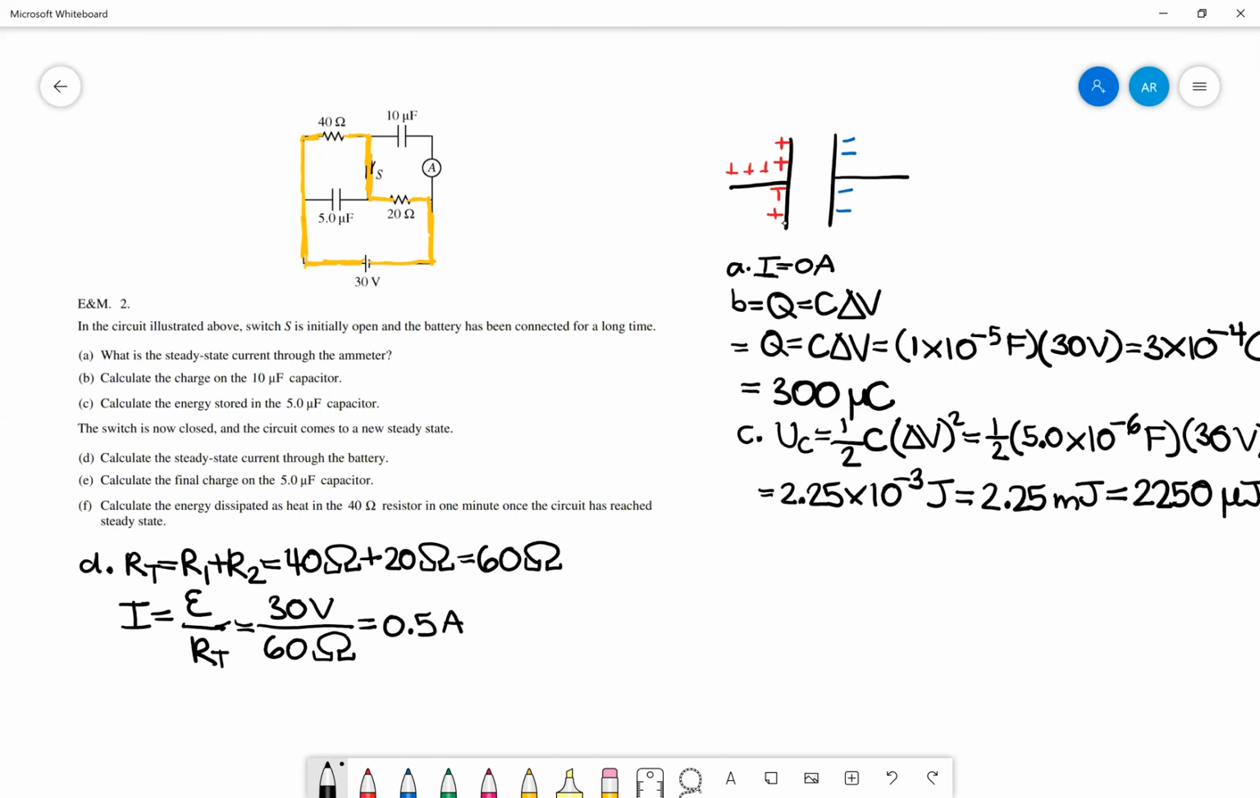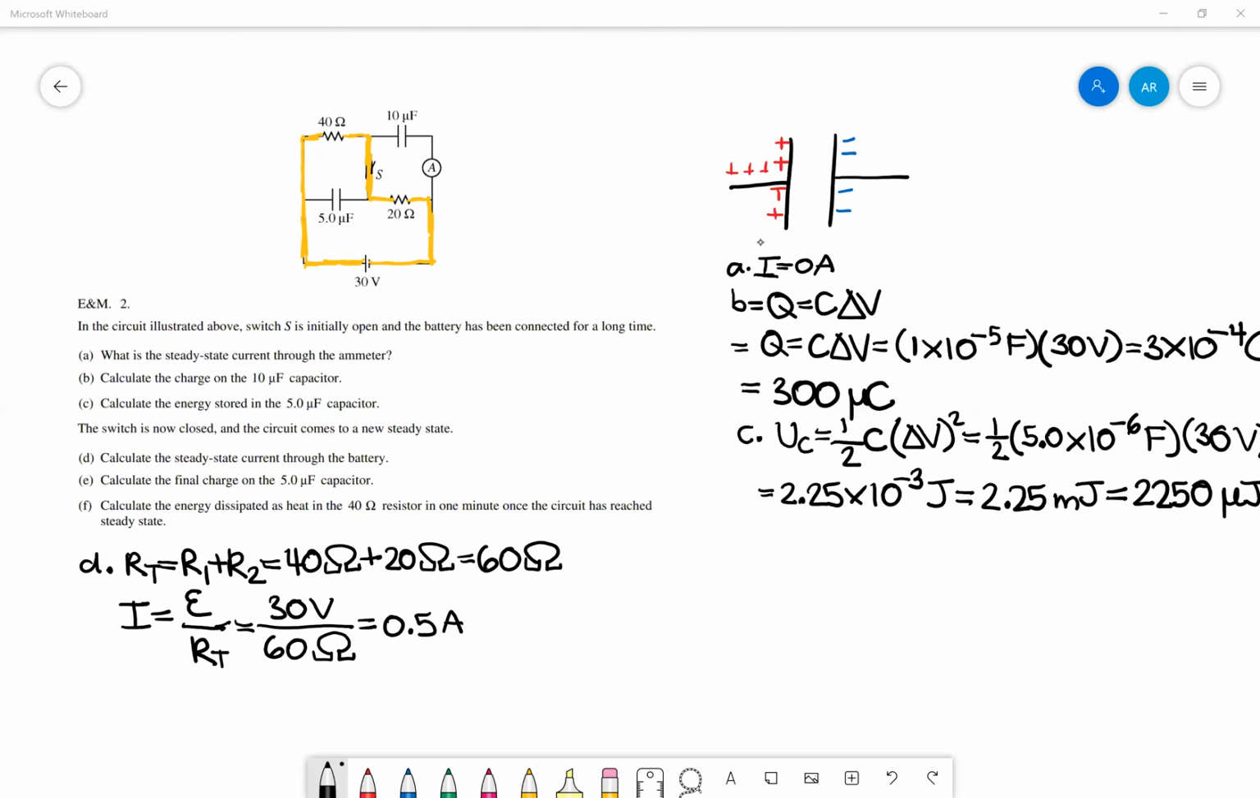Now let's move on to part E. Let's see if there are any questions. Do we have any questions? All right, seeing as there are none, we can now move on to part E.